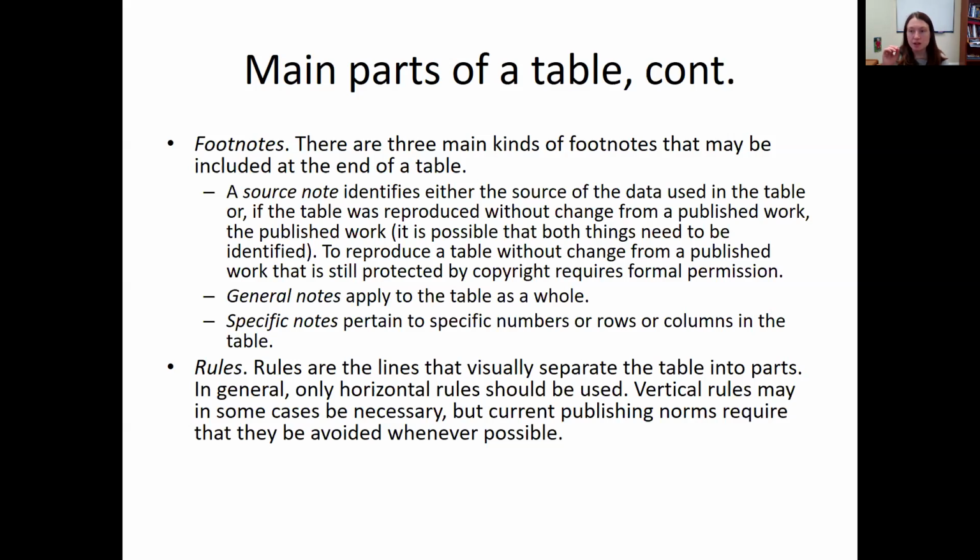There's also going to be general notes and specific notes about what's in the table. So for a regression table, you will include in your notes something about it. If you have significant stars in the table, you want a key.